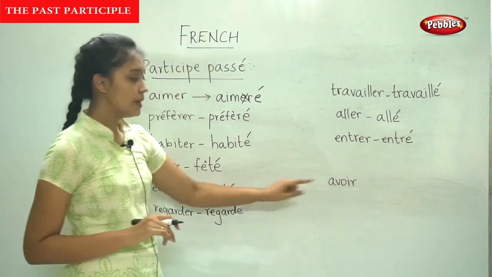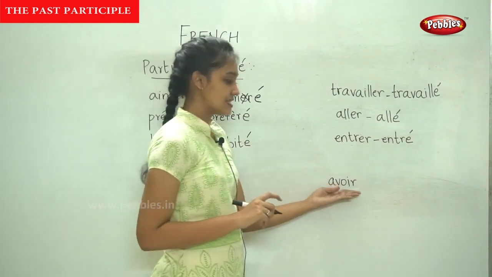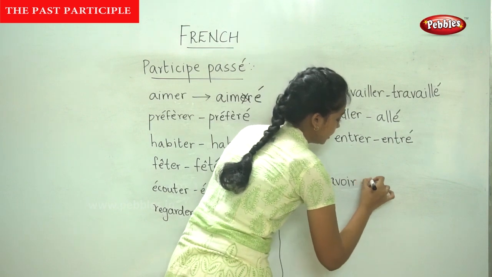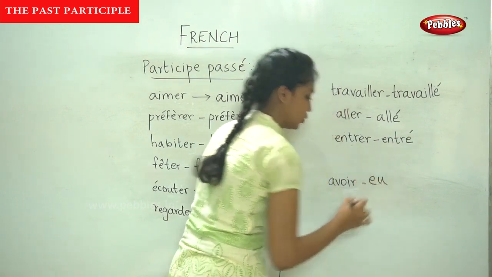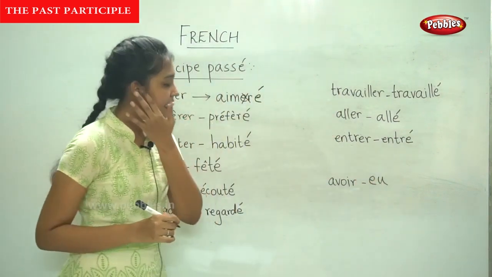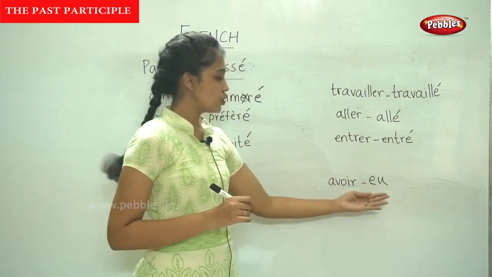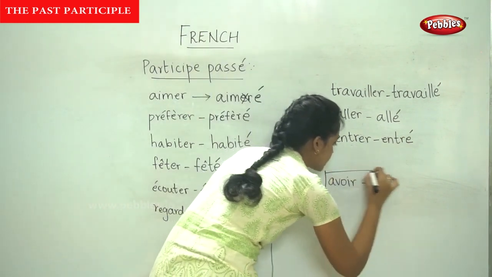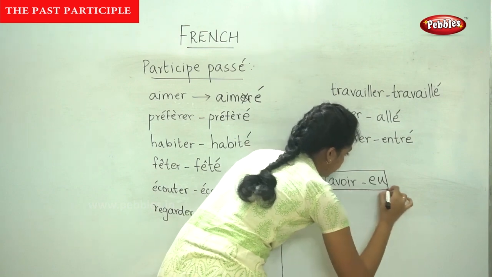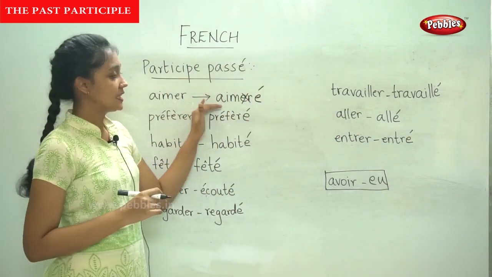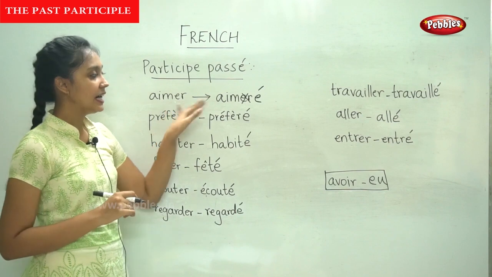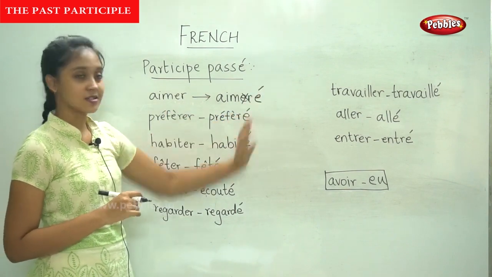Now for the verb avoir. This is a special form. The past participle is EU. So you just have to remember this. For the ER verbs, of course, it is simple. Remove ER and add E with an acute accent.